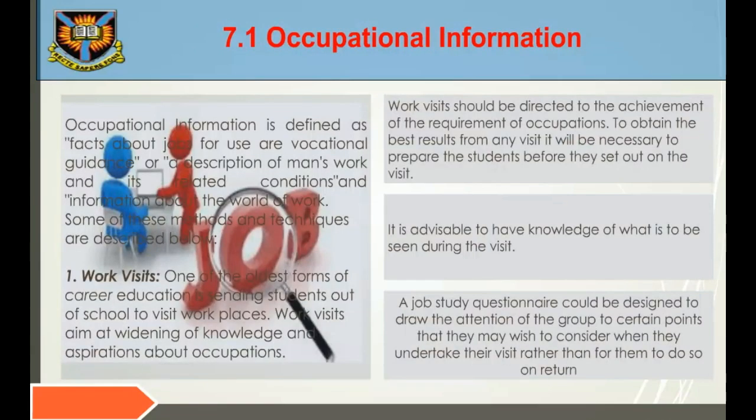Occupational information. Occupational information is defined as facts about jobs for use as vocational guidance, or a description of man's work and its related conditions and information about the world of work. Some of these methods and techniques are described below.